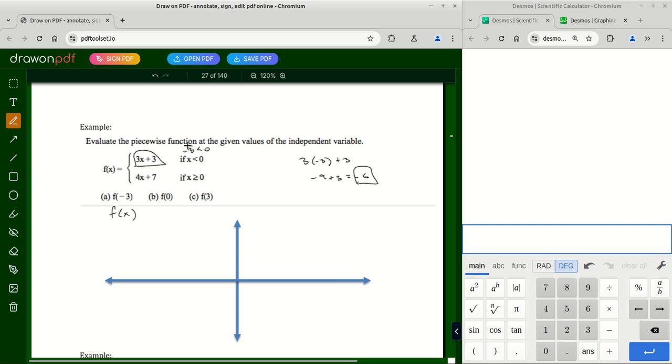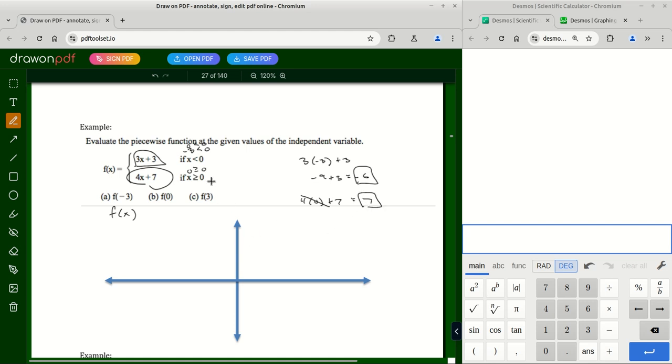Is 0 less than 0? Is 0 greater than or equal to 0? Technically, yeah. There's an equal sign right there. So I'm going to use this guy right here to plug it in. 4 times 0 plus 7. 7. That's your answer.